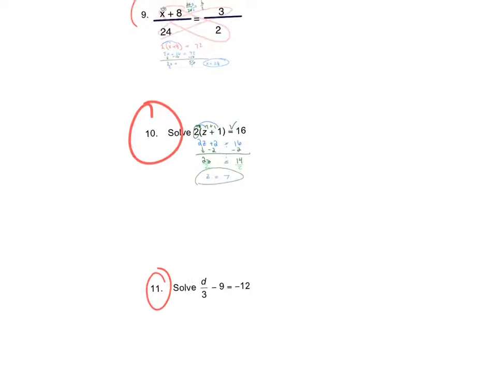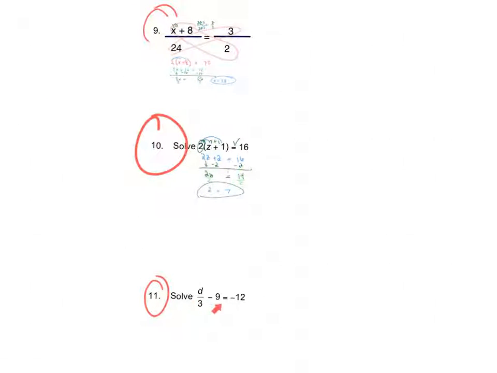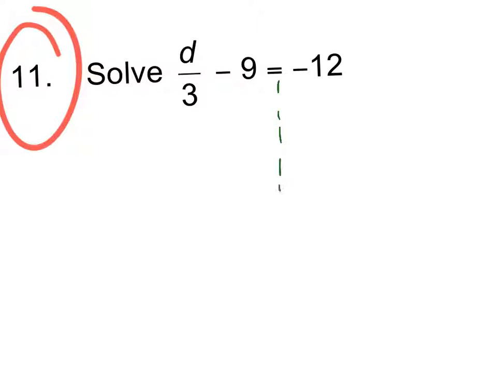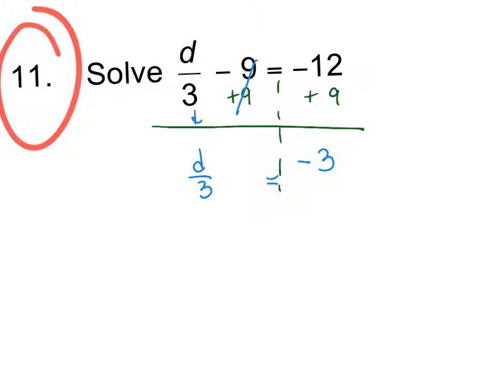All right. Now, number 11 is different than number 9, because this is not a proportion. This one up here is. Notice that it's the whole variable plus 8 over 24. And in this one, D is being divided by 3 and then subtracted by 9. So in order to solve this one, you bring that 9 over to the right and you get D divided by 3 is equal to negative 12 plus 9, which is negative 3. Now D is being divided by 3, so to undo it, I multiply both sides by 3. That undoes that and gets D by itself, and negative 3 times 3 is negative 9.